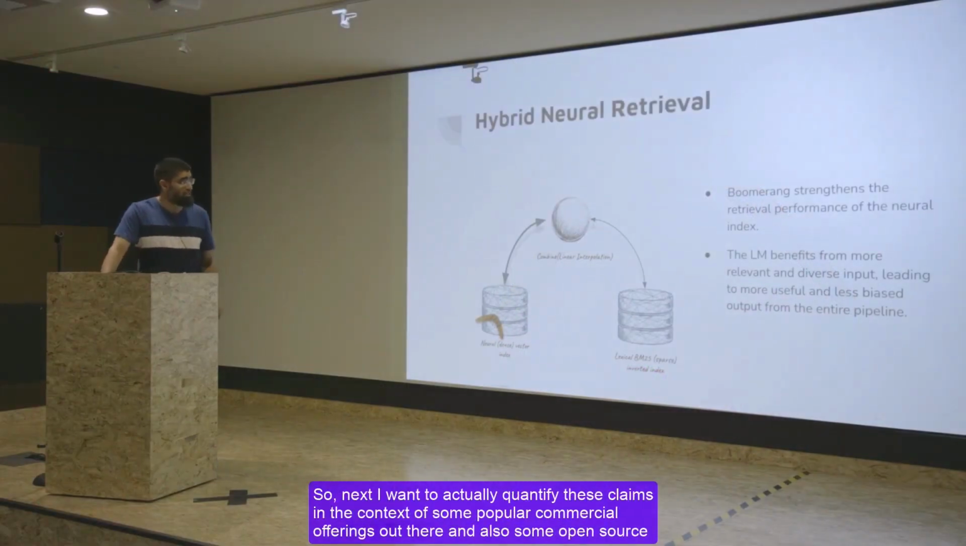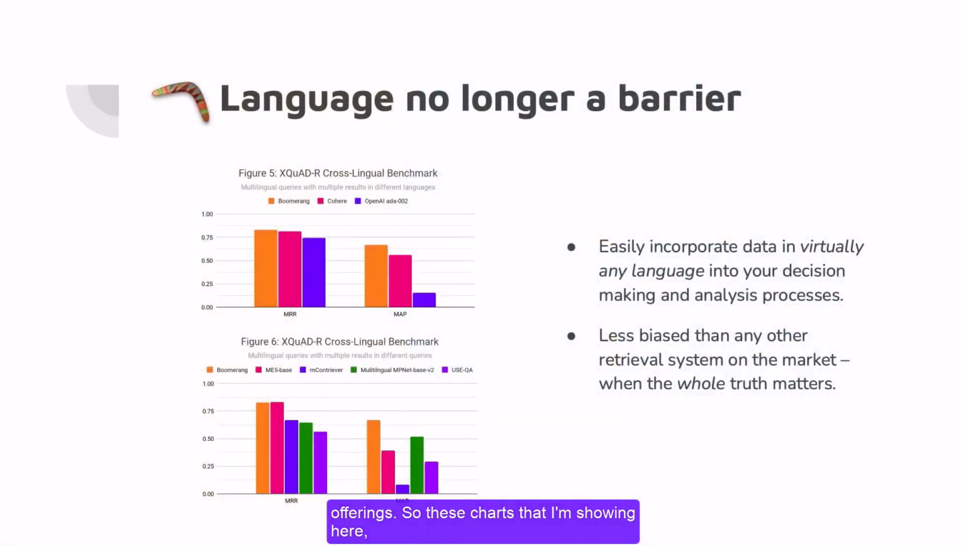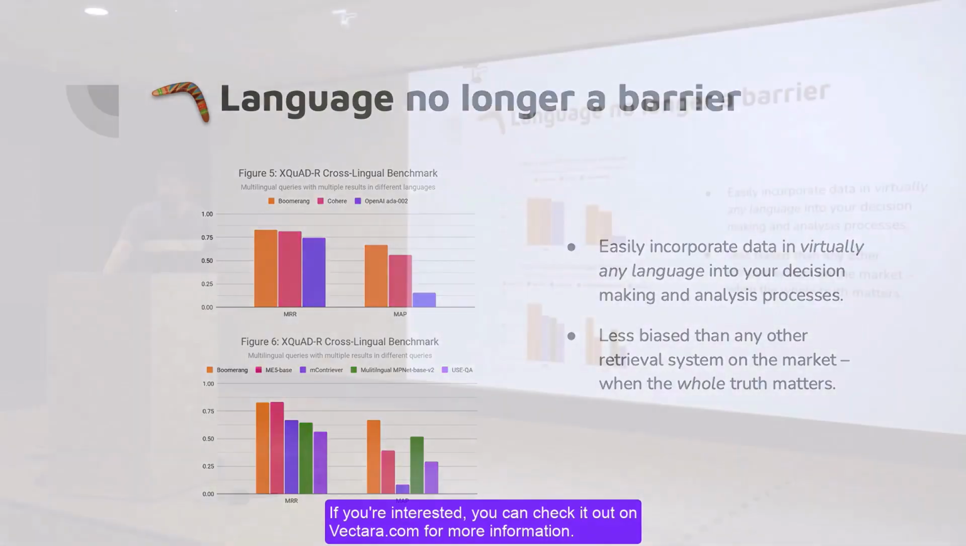So next, I want to actually quantify these claims in the context of some popular commercial offerings out there and also some open source offerings. These charts that I'm showing here in the next few slides all come from a much more detailed blog post that we did. If you're interested, you can check it out on vectara.com for more information.